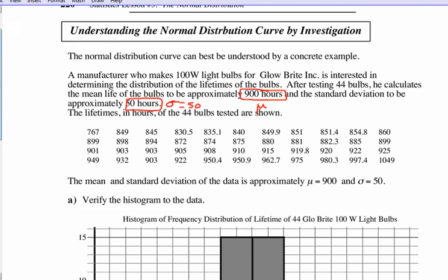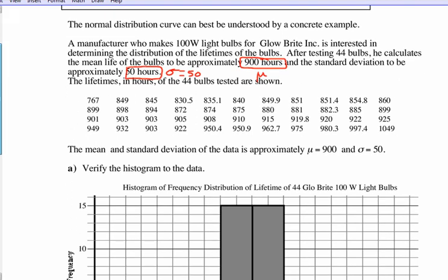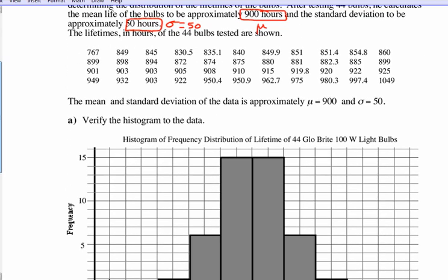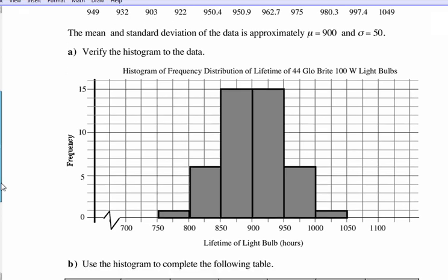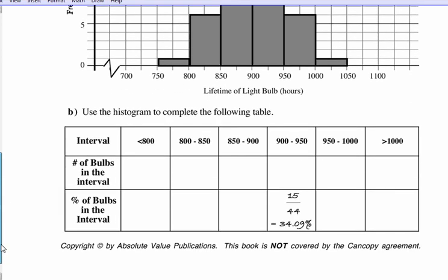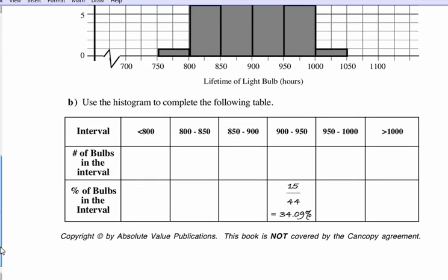Okay, so here are the 44 light bulbs, so the histogram was created. It says verify, but basically they took data: how many are between 750 and 800, and there was one piece of data; how many were between 800 and 850, and so forth. And this histogram was created. So we're going to use the histogram here to fill in this chart.